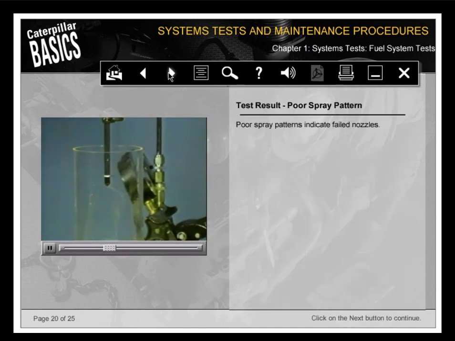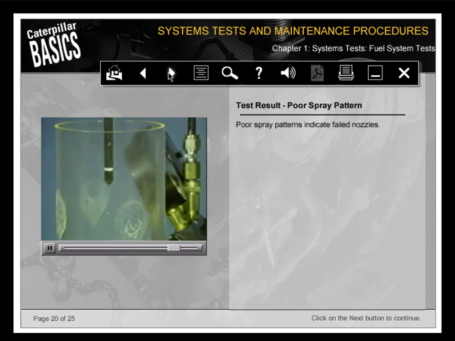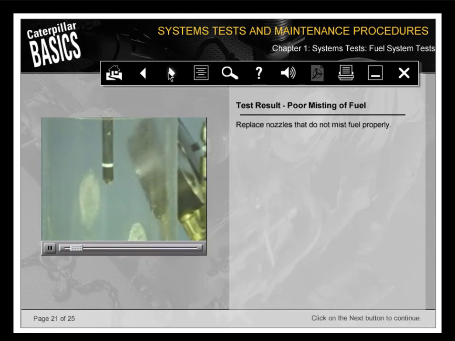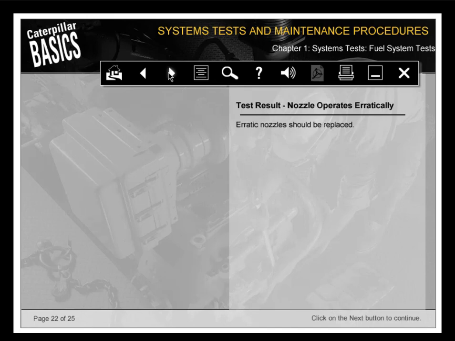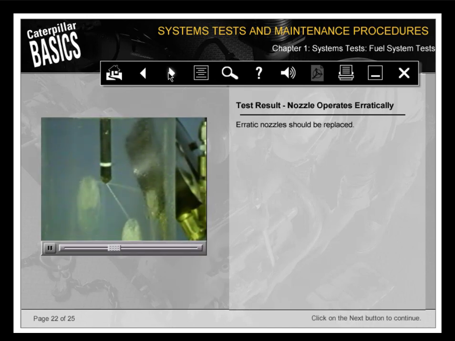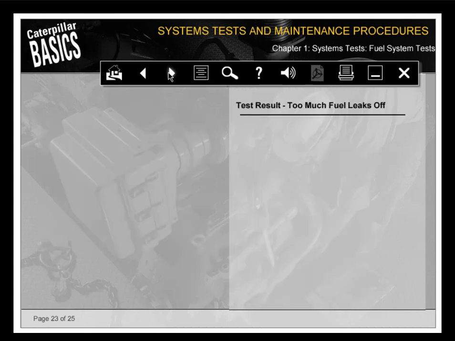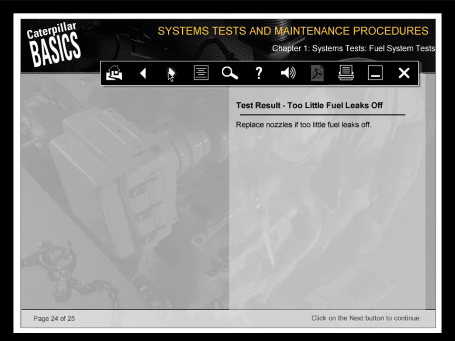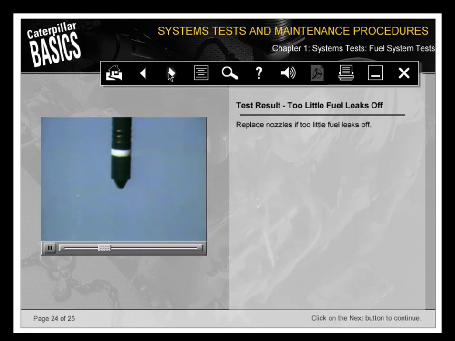Poor spray patterns indicate failed nozzles. Replace nozzles that do not mist fuel properly. Erratic nozzles should be replaced. Replace the nozzle if too much fuel leaks off. Replace nozzles if too little fuel leaks off.